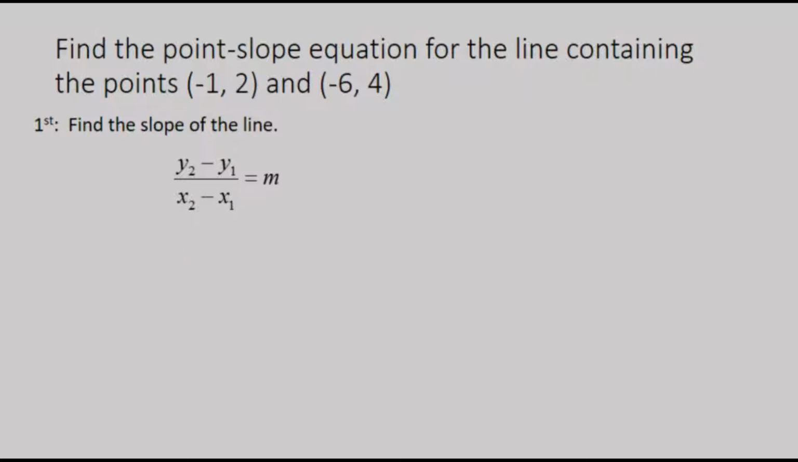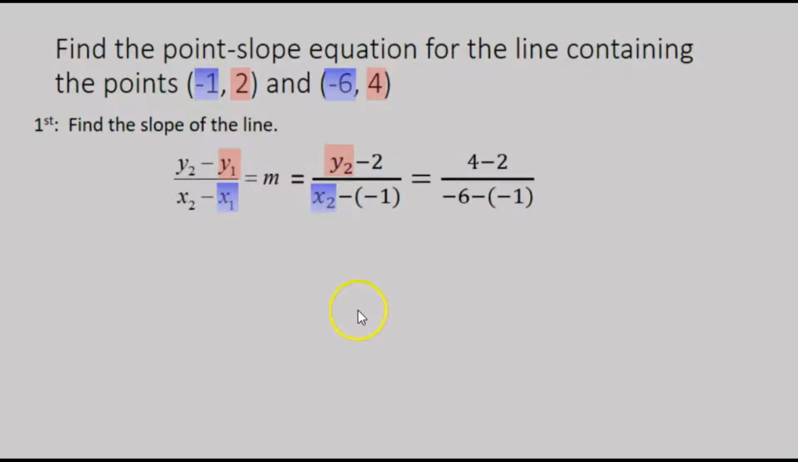So arbitrarily, I'm going to choose the y sub 1 value here and the corresponding x sub 1 value from the same point to replace these values in our slope formula. Then we move to the second point, our y sub 2 value here, our x sub 2 value here, and replacing those with the values from that second point results in the following ratio, which we will then simplify.